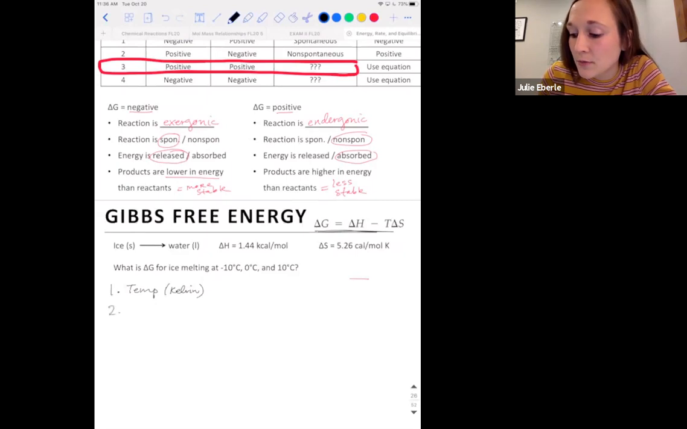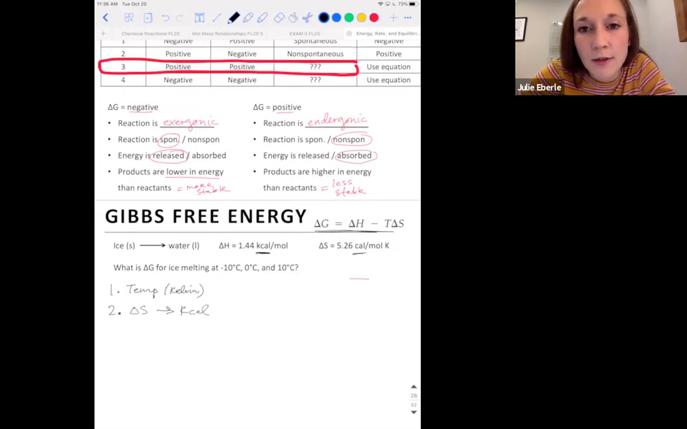Number 2, look at your units on your delta H and your delta S. You have kcals on delta H, you have calories on delta S. Those don't match, okay? So we have to either one, convert kcals to calories or calories to kcals. I like to always take delta S and convert to kcals.